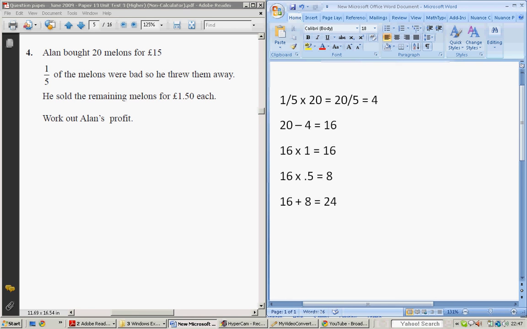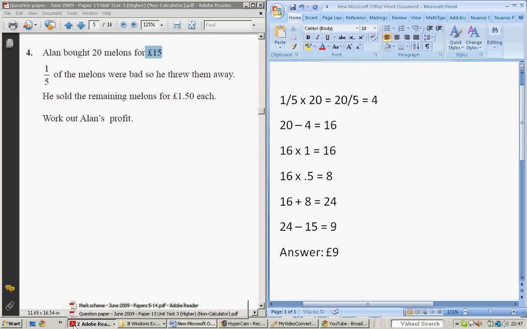Okay, so now we need to work out Alan's profit. The final answer is not £24. That's how much money he took in. However, Alan bought 20 melons for £15. So he took in £24, but he spent £15 initially. So £24 minus 15 to get his profit: the amount of money he took in minus the cost. 24 minus 15 is 9. So his profit is £9.